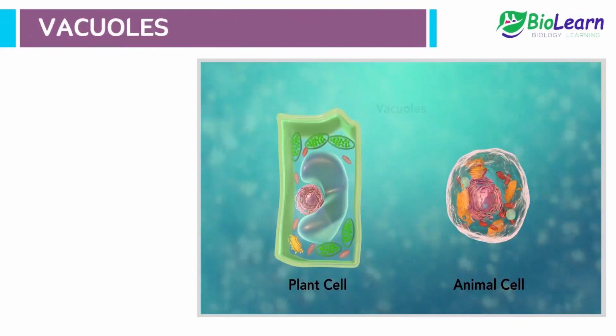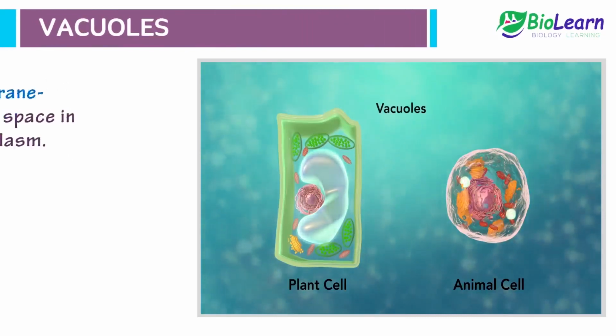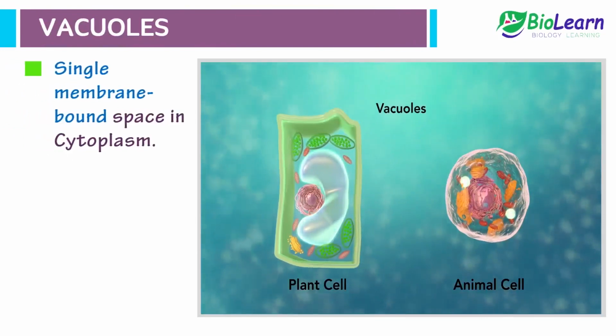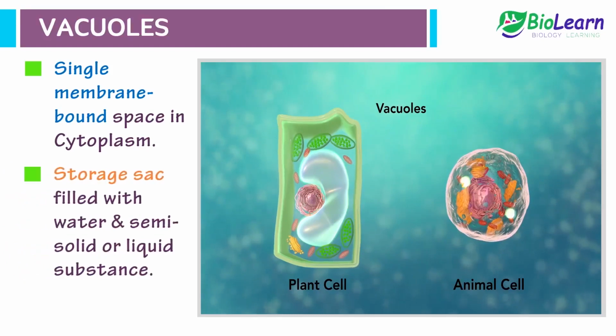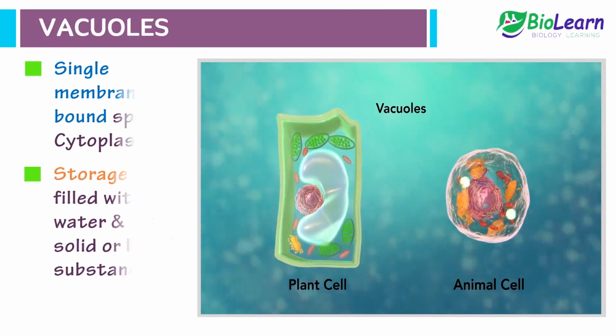The last but not the least important cell organelles are vacuoles. The vacuole is a single membrane-bound space found in the cytoplasm. It is a kind of storage sac which is filled with water and semi-solid or liquid substance.